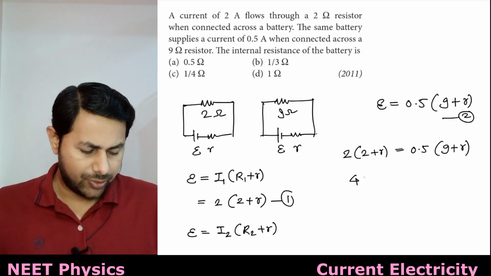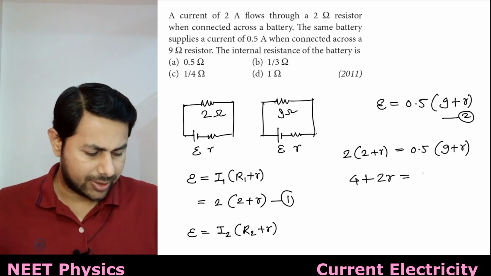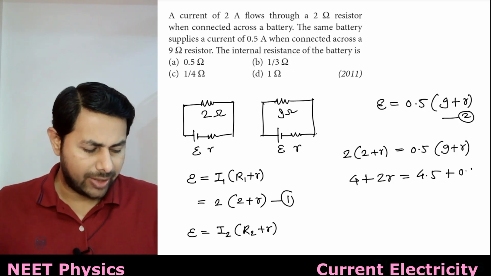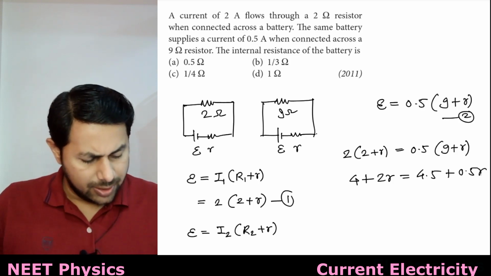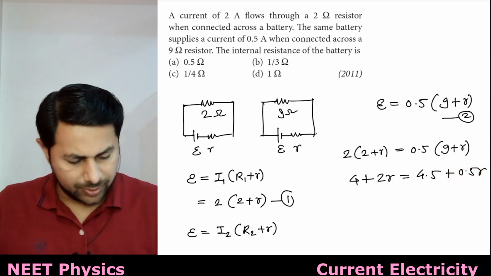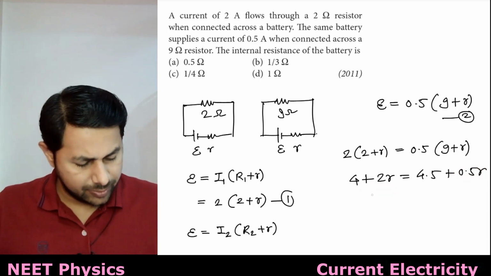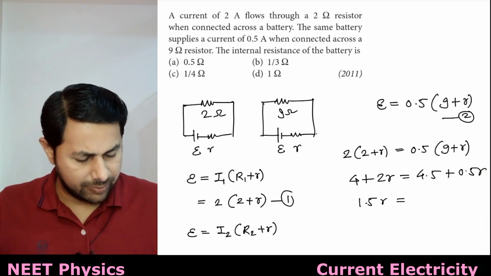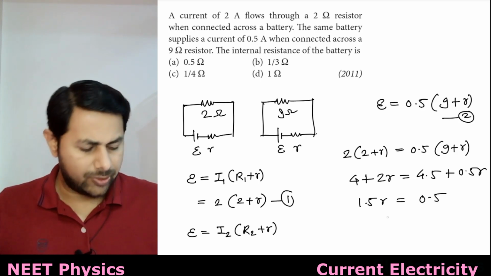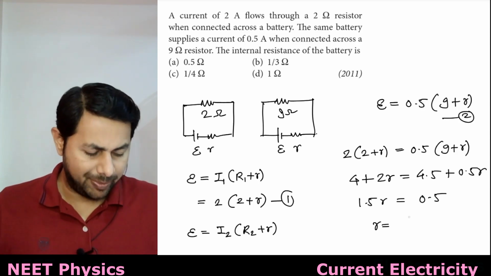So it is 4 plus 2r is equal to 9 times 0.5, which is 4.5, plus 0.5r. Then move this thing to the other side. So it is 2r minus 0.5r, that is 1.5r is equal to 4.5 minus 4, which is 0.5. Therefore what will be r? 0.5 divided by 1.5, or 5 by 15 you can say.